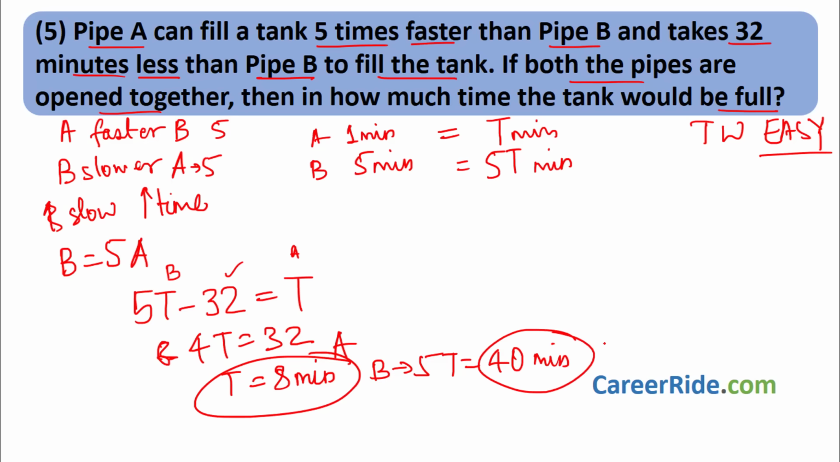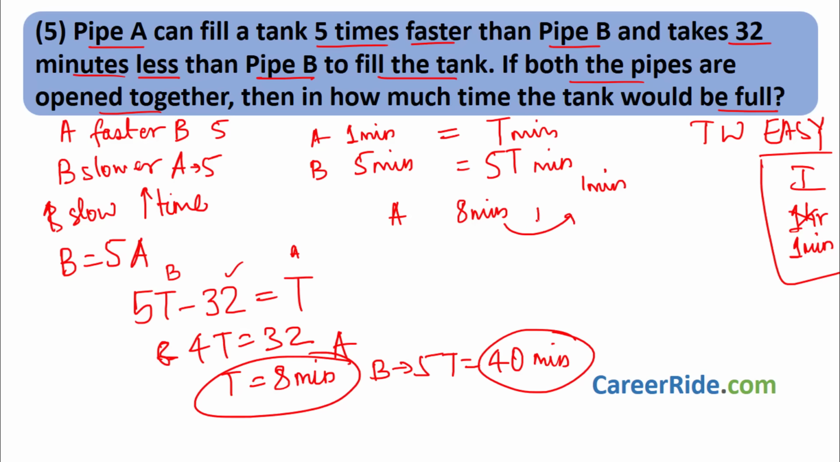Now let us see, if both are opened together, in how much time the tank would be full. What have we learned? Invert and find the 1 hour work done, or here the 1 minute work done, since we have minutes, not hours. Pipe A fills the entire tank in 8 minutes, so in 1 minute, how much tank is filled? Simply invert: 1 by 8. Pipe B fills the entire tank in 40 minutes, 5 times more time, so in 1 minute 1 by 40 is filled.